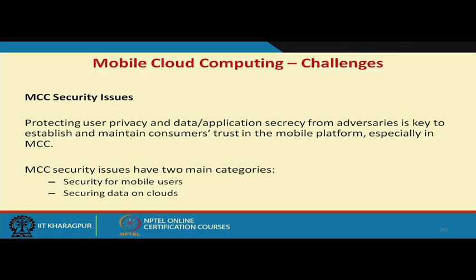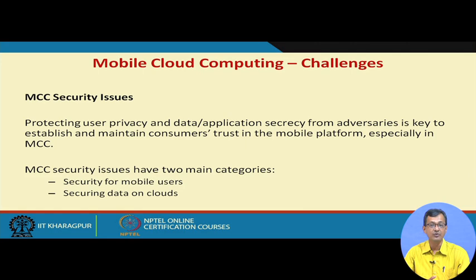So, MCC security issues have two major categories: security of mobile users and securing data of the cloud. Privacy also plays an important role, because in doing so it is not only the data of the mobile user, but also my concern may be that my identity, my mobility, my GPS footprints are being tracked, right.